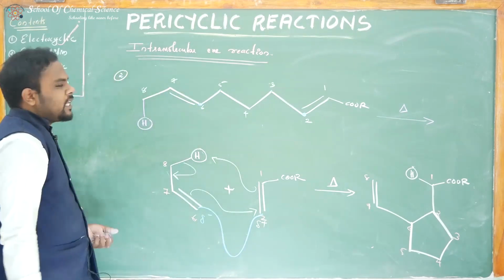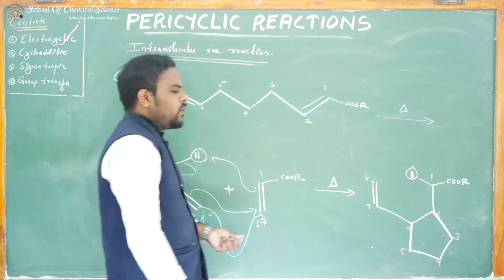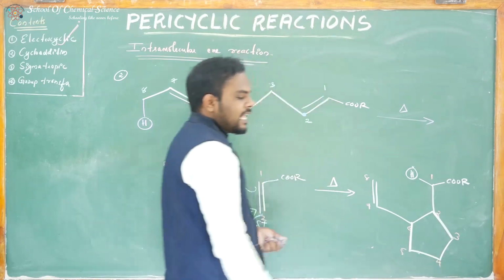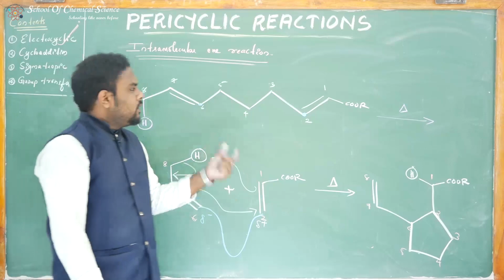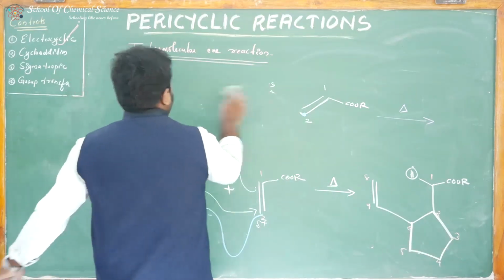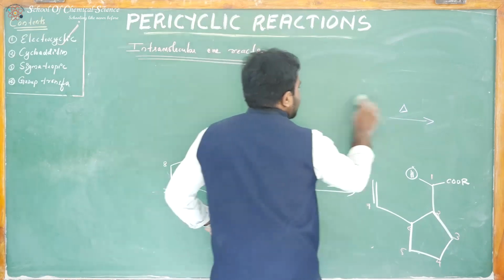So this type of question you can expect, which is called an intramolecular ene reaction, when the allylic system and enophile are present in the same molecule. Okay. Then write the next question.